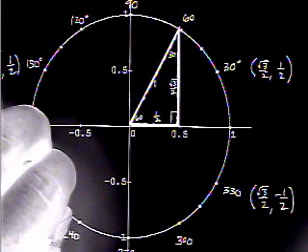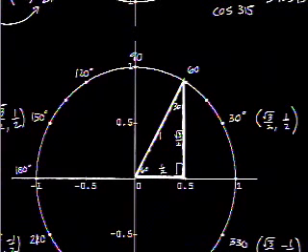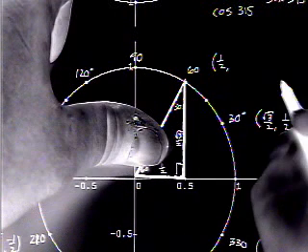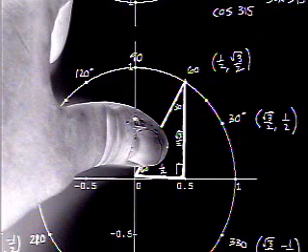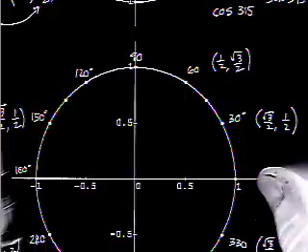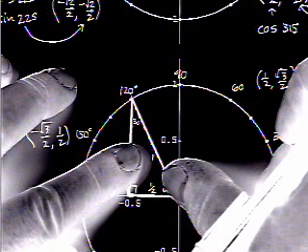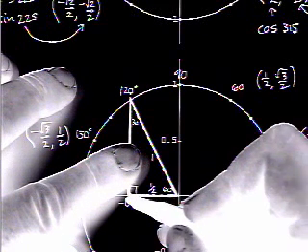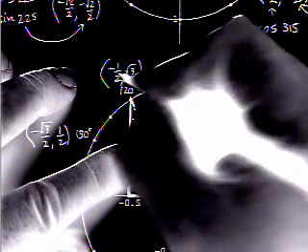Well, what about the 60-degree angle? The 60-degree angle uses the same triangle, but it has an x value of 1/2, positive, and a positive y value of radical 3 over 2. And there are 3 others that go with that one too. For instance, 120 degrees. 120 degrees has a negative x and a positive y. That's negative 1/2 and positive radical 3 over 2.